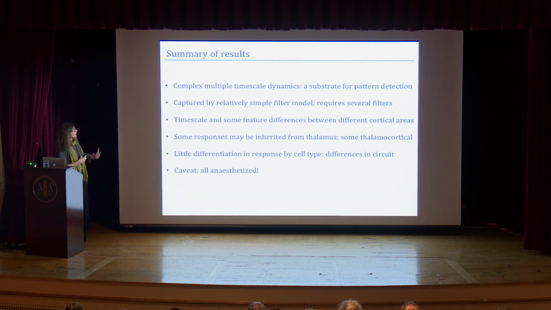All right, so just to summarize what I've told you. Here, we get complex multiple timescale dynamics from these simple inputs across cortex, which can serve, as Michael argued in the retina, as a kind of substrate for temporal pattern detection. These responses can all be captured by relatively simple filter models. In this case, incorporating several filters allowed us to address dynamics that span multiple timescales. We do see timescale and some feature differences between different cortical areas. Some of these responses, in fact maybe the majority, may be inherited from cortex, although some aspects of the response seem to be thalamocortical. And at this point, we don't see much differentiation in response by cell type. So presumably the kinds of effects that Nicole pointed out, cell type dependent, are more about the way those neurons are wired together than about the inputs and the responses that they are providing independently.